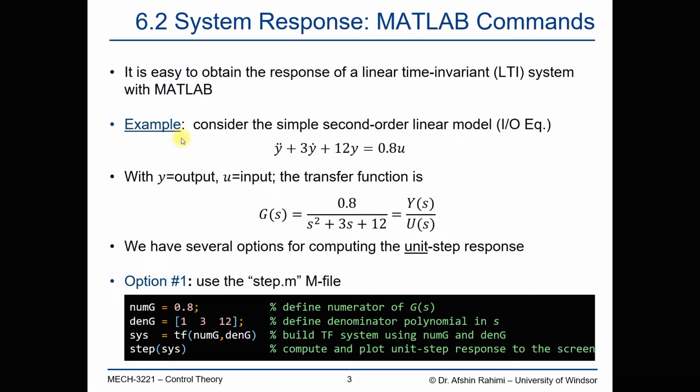Consider the simple second-order linear model with an input-output equation y double dot plus 3y dot plus 12y equals 0.8u, where you have y as your output and u as your input. For this system, we can form the transfer function G(s) as 0.8 over s squared plus 3s plus 12. That is the output in the Laplace domain over the input in the Laplace domain. That's the definition of the transfer function G(s).